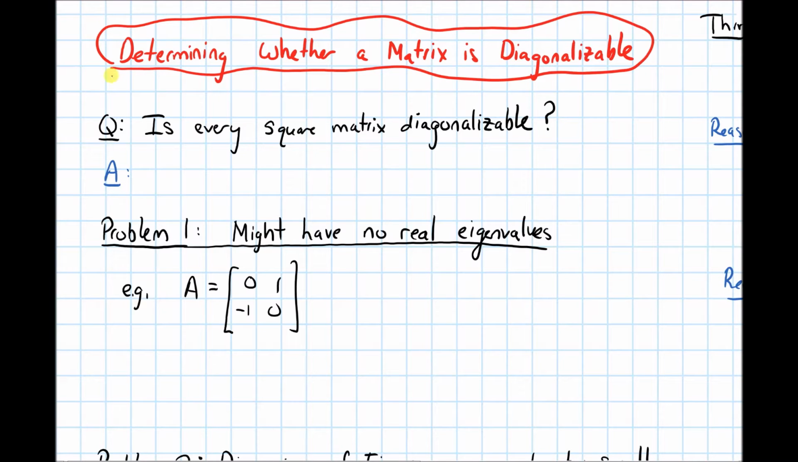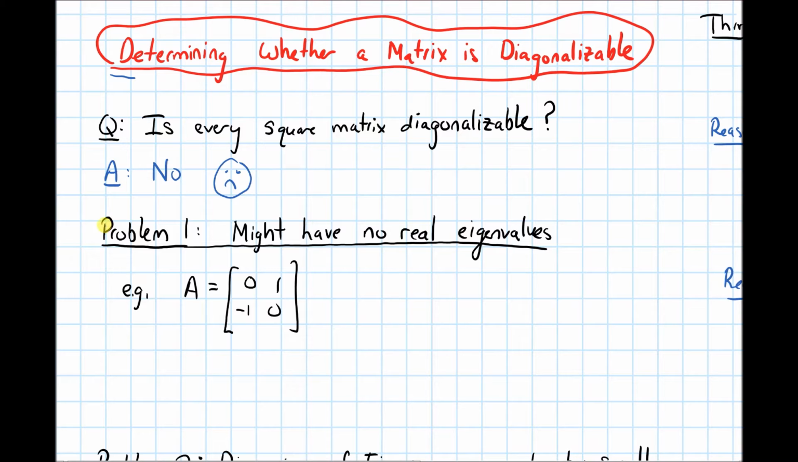In this video, we're going to be talking about how we determine whether a matrix is diagonalizable or not. So the overarching question that I want to begin with is: is every square matrix diagonalizable? And the answer to that is no. So I'll put a sad face. Okay, so that's kind of unfortunate that not every square matrix is diagonalizable.